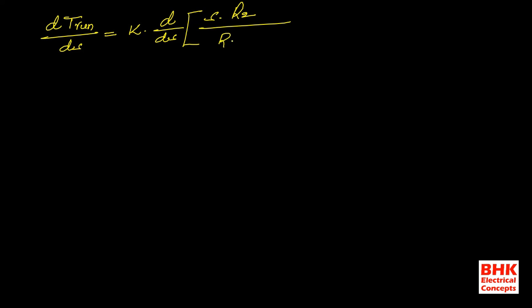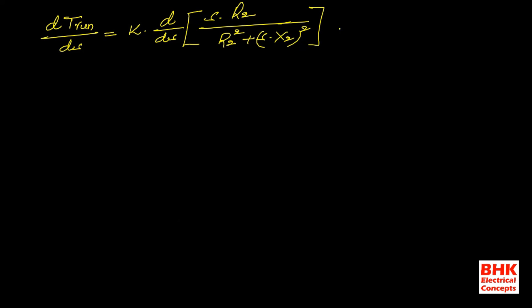This is the most important concept. If you know this concept clearly, then you can easily analyze and solve the problems based on the induction machine. Clear? Now see here, what is the expression? d(running)/ds is equal to k into d/ds of s into r2 divided by r2 square plus s into x2 whole square.